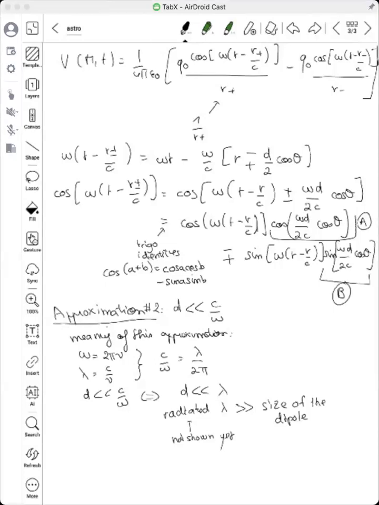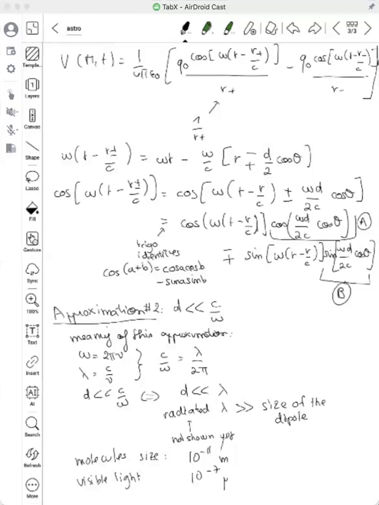So molecules, what is the size of an atom? This is something we should know at the end of a physics degree. It's about 10 to the minus 11 meters, right? And visible light is about 10 to the minus 7 meters, 0 point something micrometers. So this is actually happening. We know it's happening in the real world.